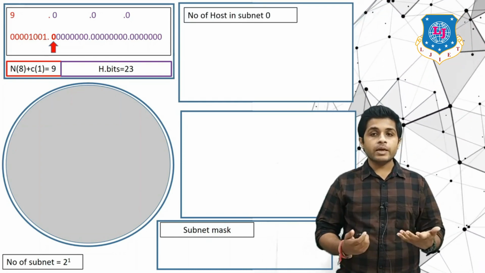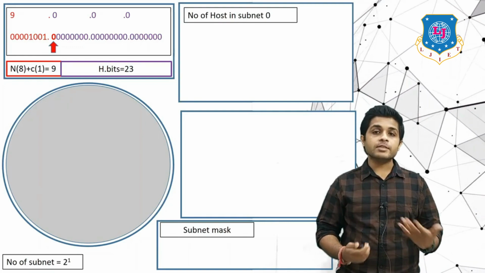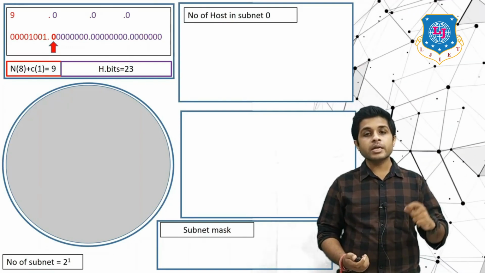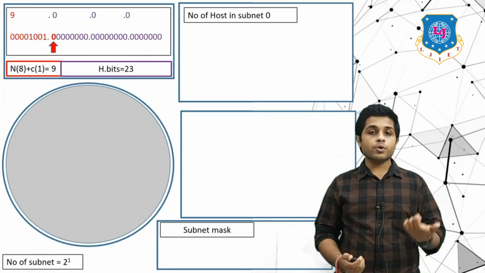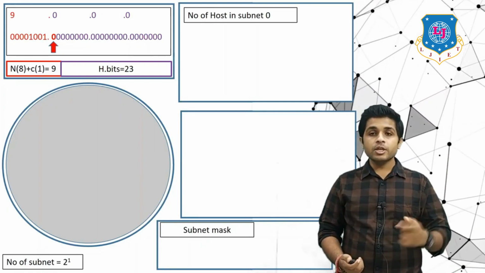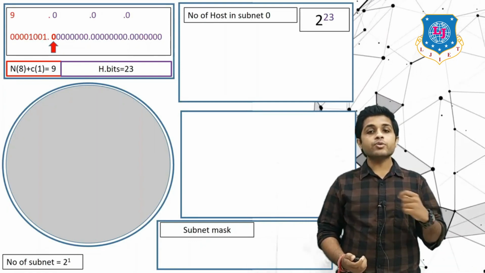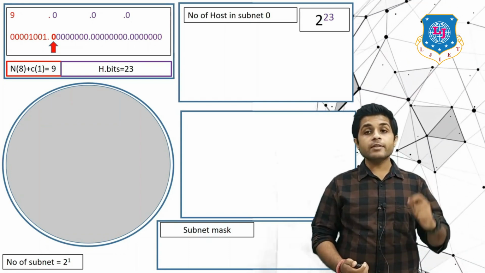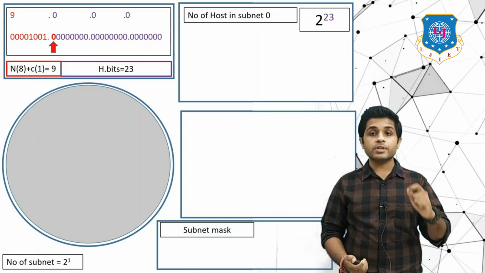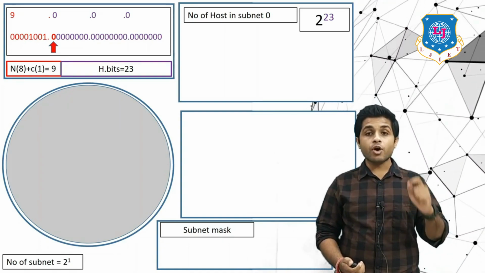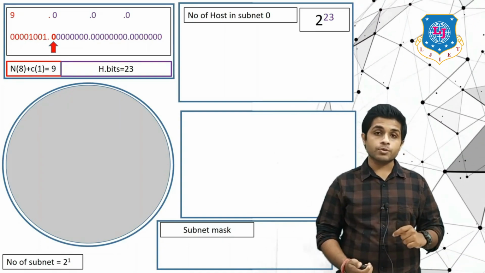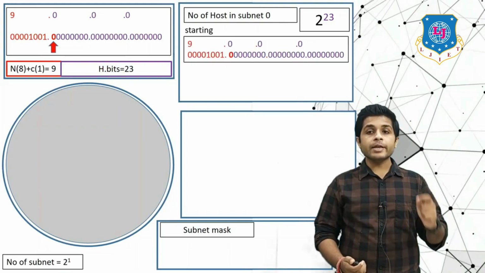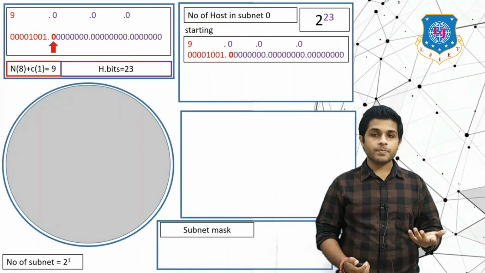So let's find how many hosts are possible in subnet 0. To find the number of hosts in a particular subnet, we have to check the length of the host bits, which is 23. So in subnet 0, 2^23 hosts are possible. Now to find the first IP address of subnet 0, we will set all the host bits to 0. So let's set all the host bits to 0 and you will get 9.0.0.0.